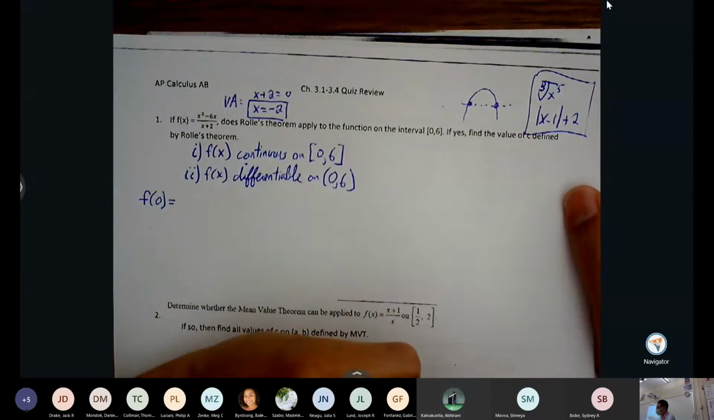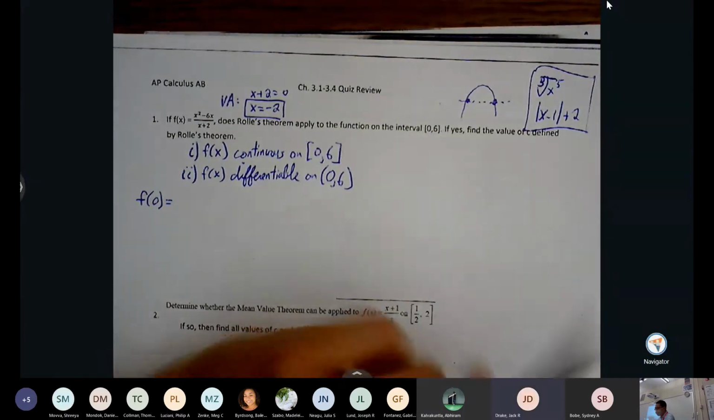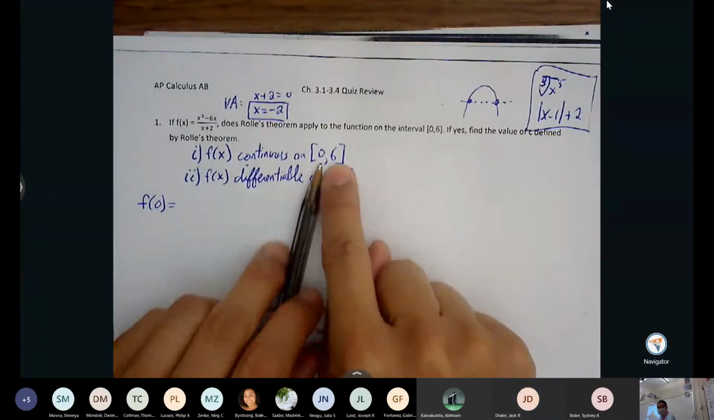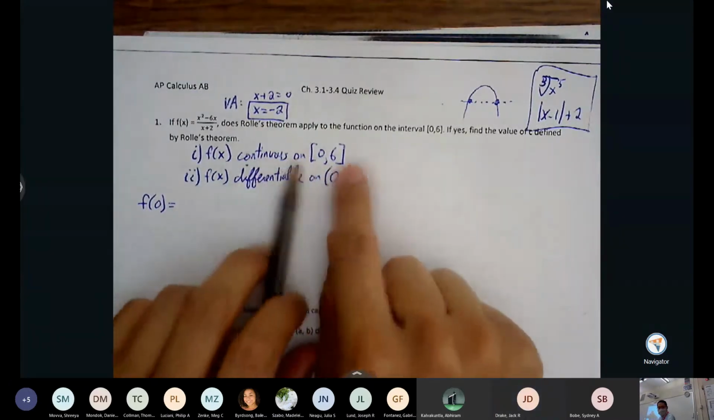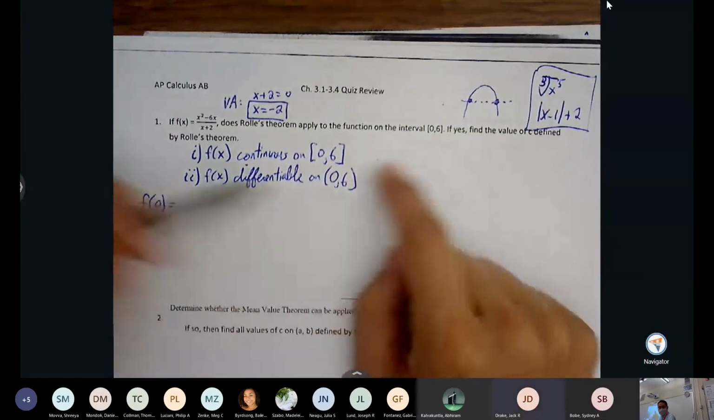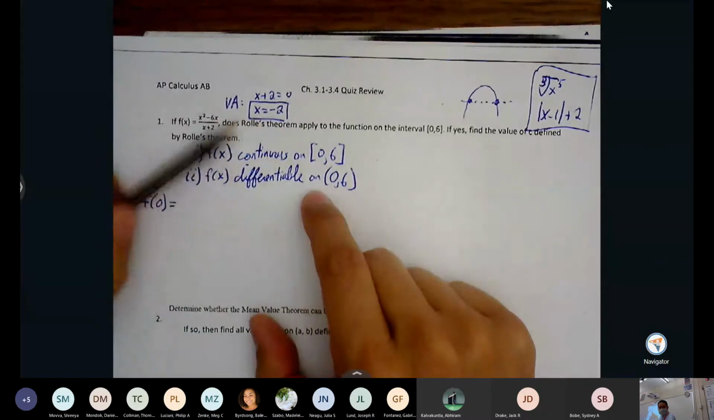Mr. Yang? Yes. What would happen if the vertical asymptote was in between the interval? Right. If the asymptote was in the interval, then we say the function is not continuous and Rolle's theorem doesn't apply. Okay. So if any of the conditions break down, we can't continue with the theorem.